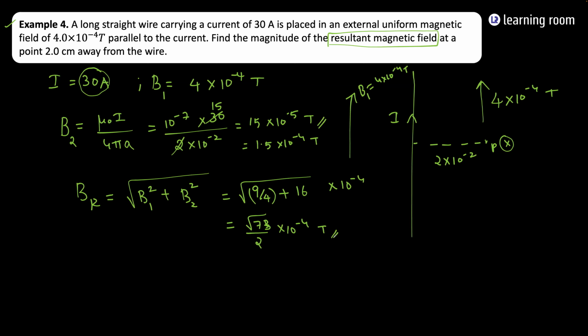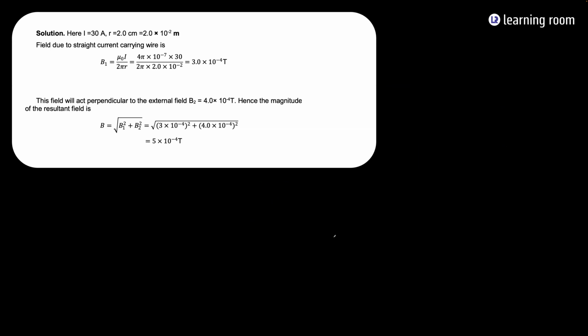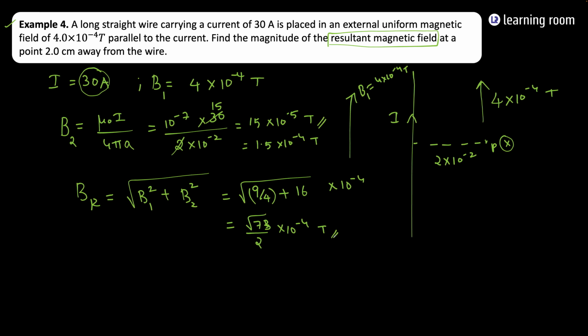So let's check the solution for this. Shall we? But how come they got 5? Can I tell you what is the mistake I made? I applied the formula wrong.